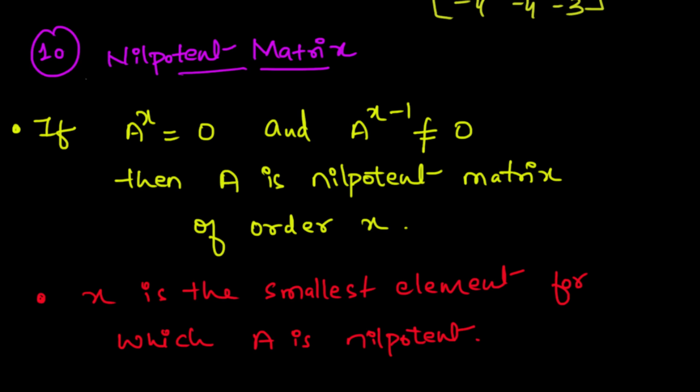And finally, we have nilpotent matrix. This is an important one. We have a matrix A, and if A to the power of x is 0 and A to the power of x minus 1 is not equal to 0, then we say that A is a nilpotent matrix of order x. Just make sure that x is the smallest integer for which A is a nilpotent matrix. Let's see one example to consider it.